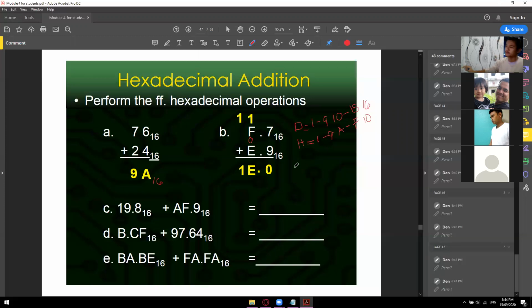Okay? So, I'll give you guys 1 minute to analyze or to sink into your mind. Kapag 16 na sa hexadecimal, 10 na yun. Ganon din sa octal. Kapag 8 na, 10 na rin yun.